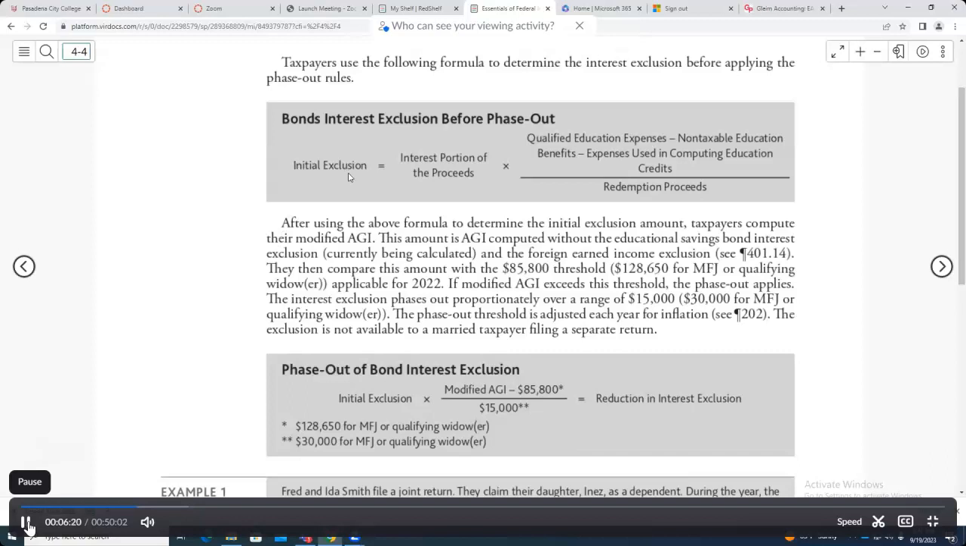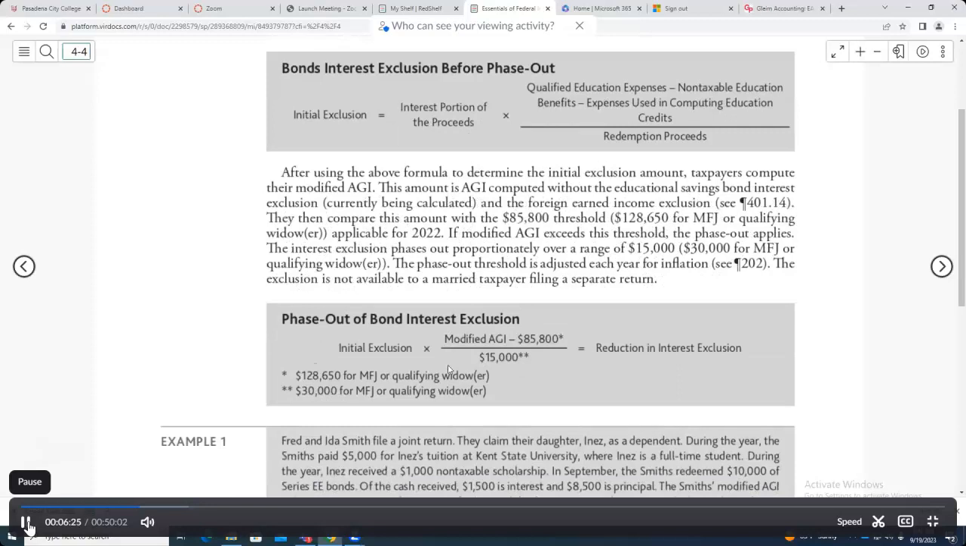After you got your initial exclusion, there is one more calculation to do, which again, your software will do for you. It's based on your modified AGI minus a threshold that you cannot exceed. If your income exceeds that threshold, your initial exclusion will go all the way down to 0. So it's mostly helping those moderate income taxpayers, but not helping those rich taxpayers.